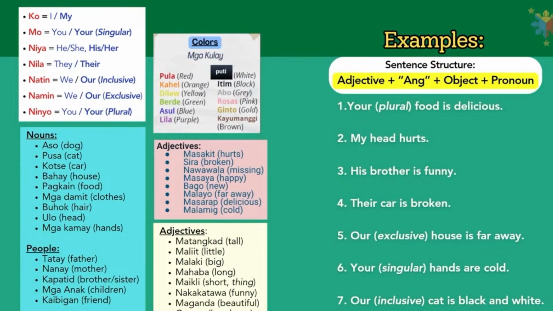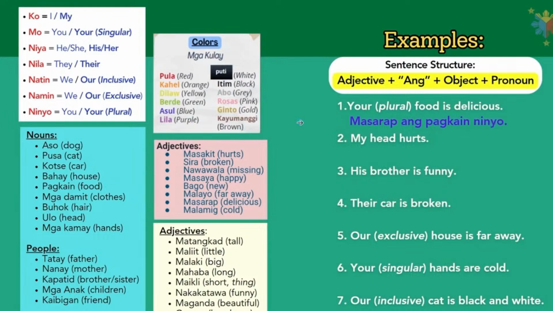Let's do this one together. So the adjective comes first. Take a look at the sentence structure. Adjective comes first, so it would be masarap. It's right over here in this pink box. Masarap means delicious. Then it's the word ang. Then it's the object, food, which is here in the noun section, food, pagkain.